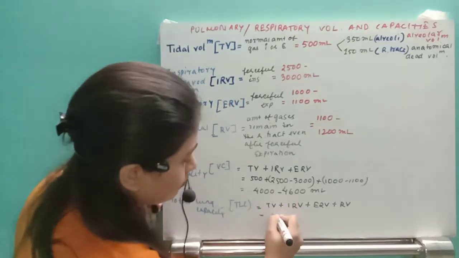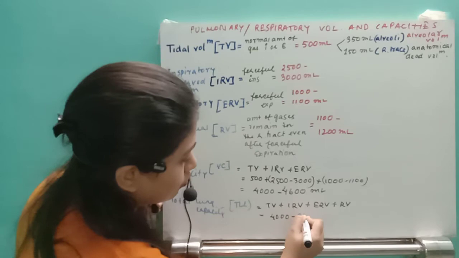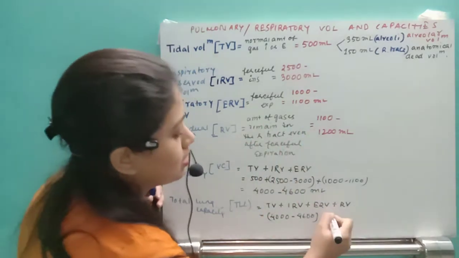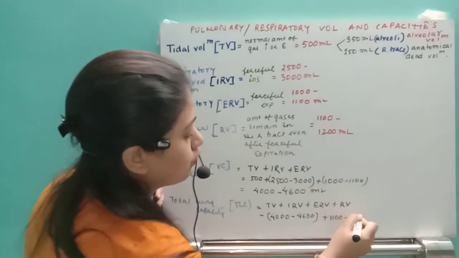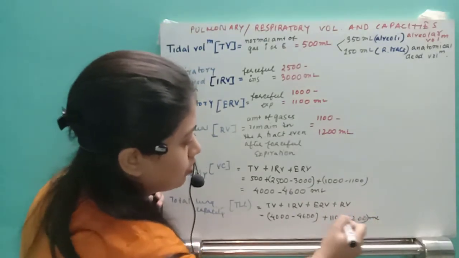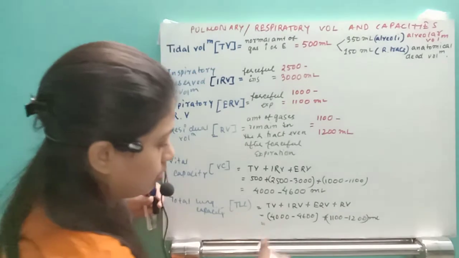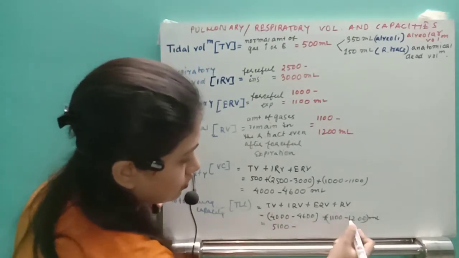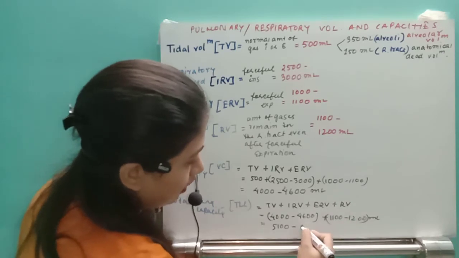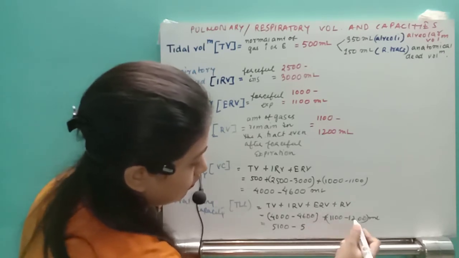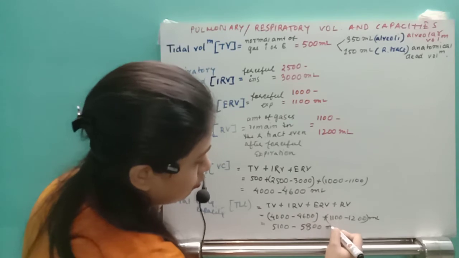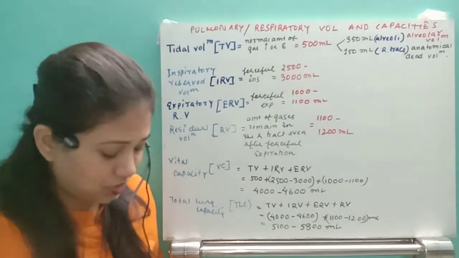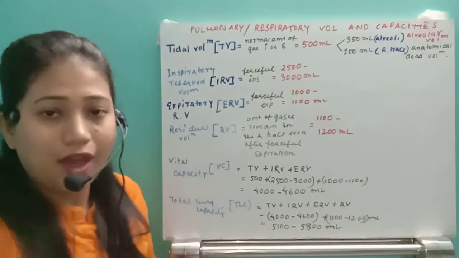So what is the vital capacity? That is around 4000 to 4600 ml, with the residual volume, which is around 1100 to 1200 ml. So taking the lower limit and upper limit, that comes to around 5800 ml of gases, that is the total lung capacity. So these are the volumes you have to remember.